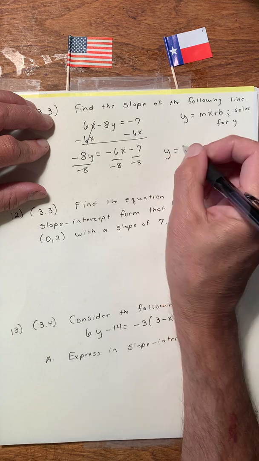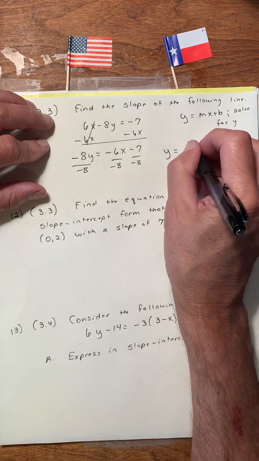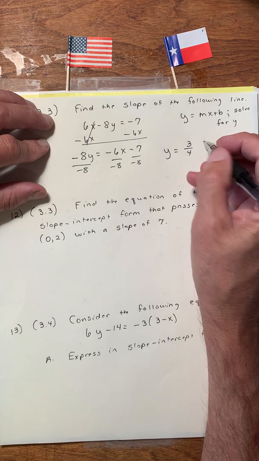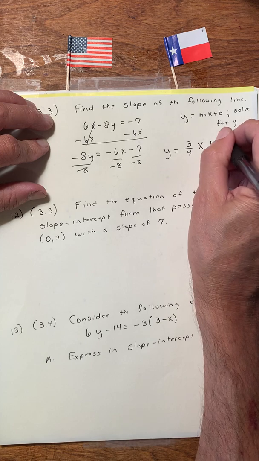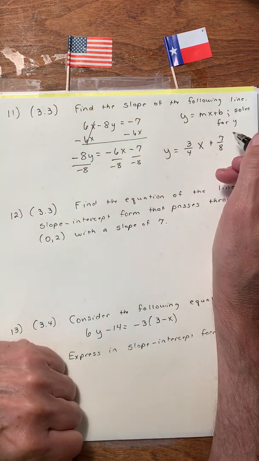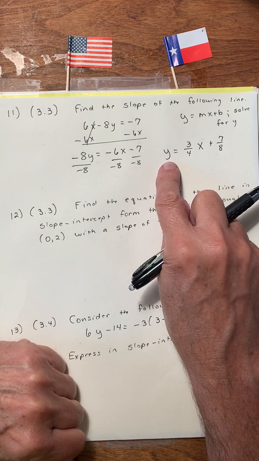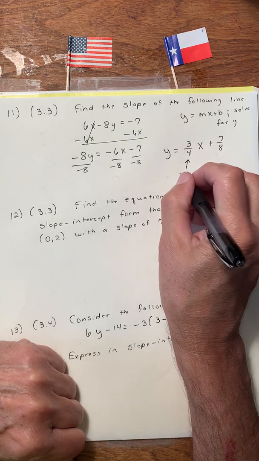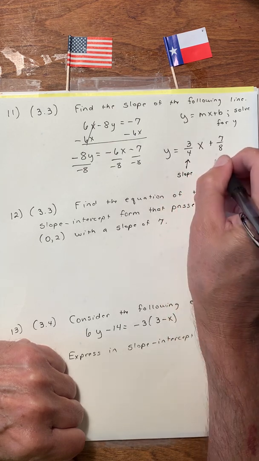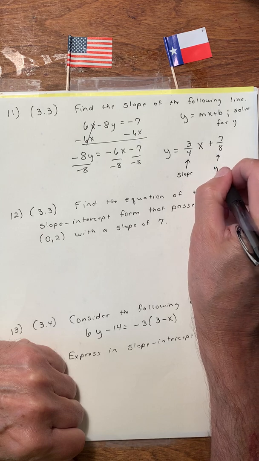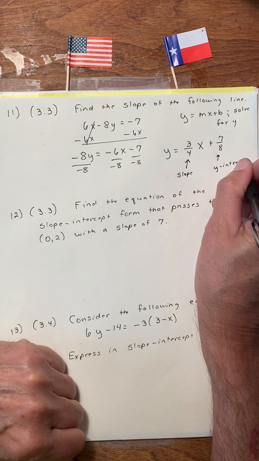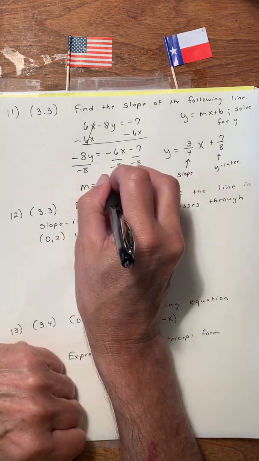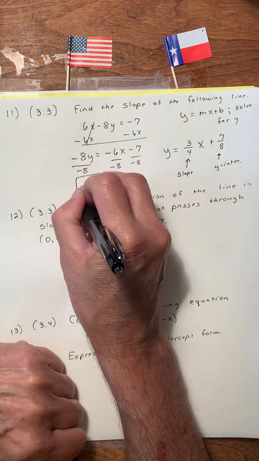So I get y is 6 over 8, that's 3/4. And I believe Hawks will ask you to simplify that. 3/4 x plus 7/8. Now remember, once I get an equation in the form y equals, the coefficient of my x is my slope, and the constant number at the end is my y-intercept. So it says find the slope. There it is. Slope is 3/4. Got it.